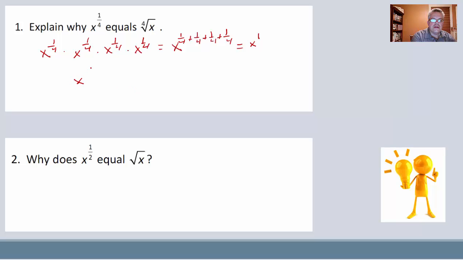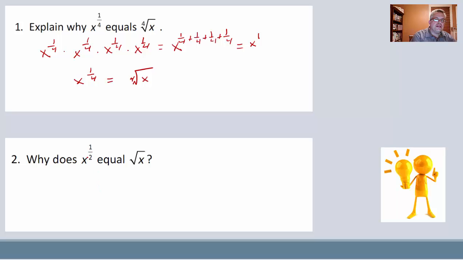That means that x to the 1/4 should equal the fourth root of x, because that's what the fourth root of x is. The fourth root of a number is what you multiply by itself 4 times to get the number. And apparently that's what x to the 1/4 should do.